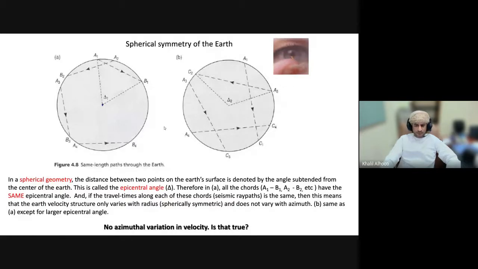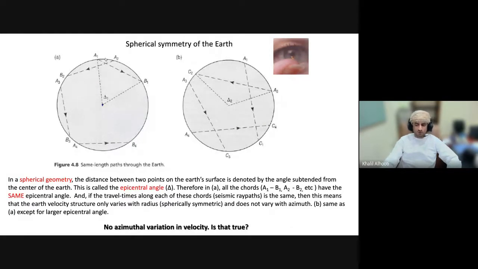So the initial thought by scientists was that the Earth is made up of the same layer, one velocity. If we make a source at a point called A, and there is a receiver at point B, and the distance between A1 to B1 is equal to the distance between A2, B2, A3, B3, A4, and B4, the travel time is going to be the same.